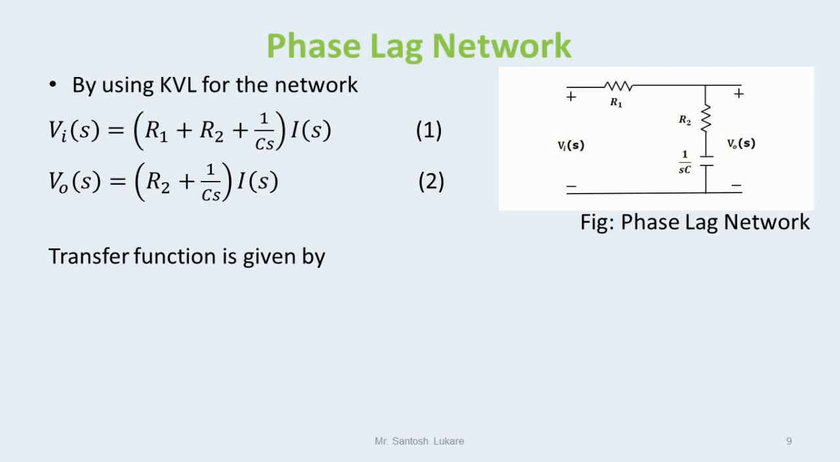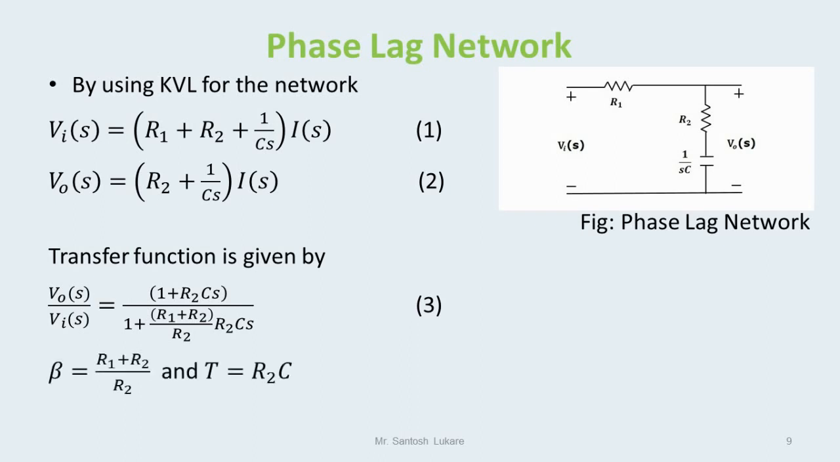So by applying the definition of transfer function, that is Laplace of output to Laplace of input, we have Vo of S upon Vi of S equal to 1 plus R2 into C into S, upon 1 plus R1 plus R2 divided by R2, into C multiplied by S. This is obtained by dividing equation 2 by equation 1, and by doing certain adjustment we can represent equation 3 in terms of the transfer function of the phase lag network, where the attenuation factor beta is equal to R1 plus R2 divided by R2, and the time constant T is equal to R2 into C.